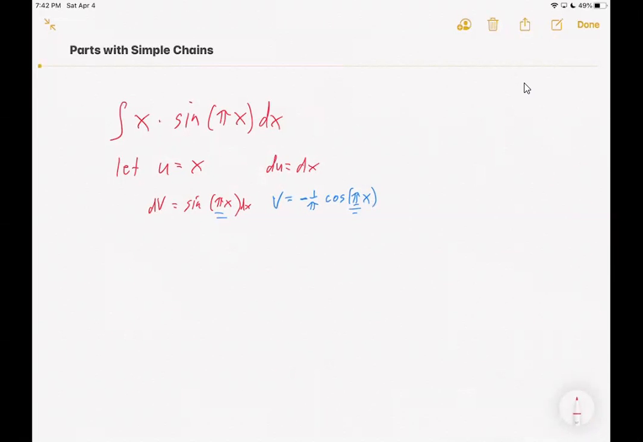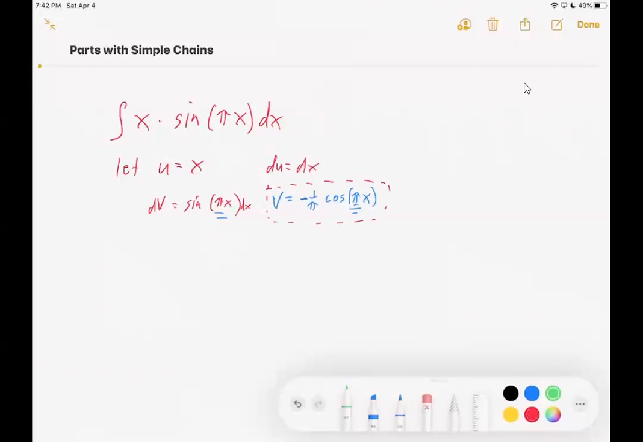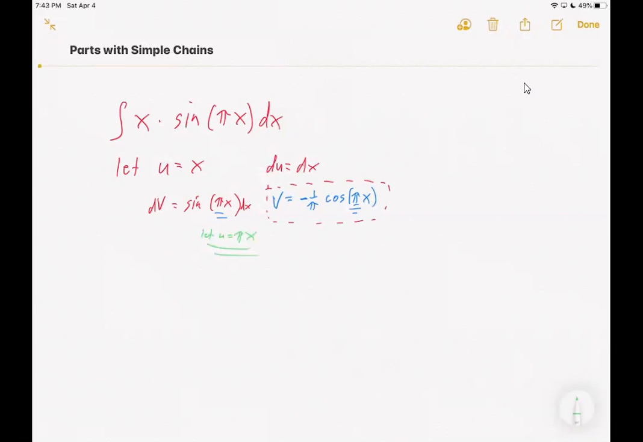Okay, so now this is just using a simple guess and check method because of the extra factor of pi in the argument of the sine. I needed to have a 1 over pi in front to make it all work out. So this is just review of the previous videos. If this step here doesn't make sense, you should be able to do that fairly quickly in your head. If you can't, you are allowed to let u equal pi x and keep going from there. Okay, but we don't need to do that. So we can simply write in the answer.